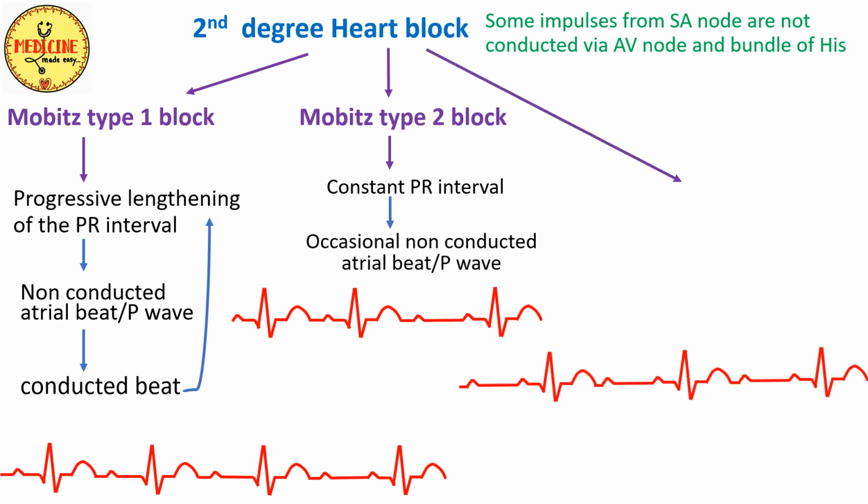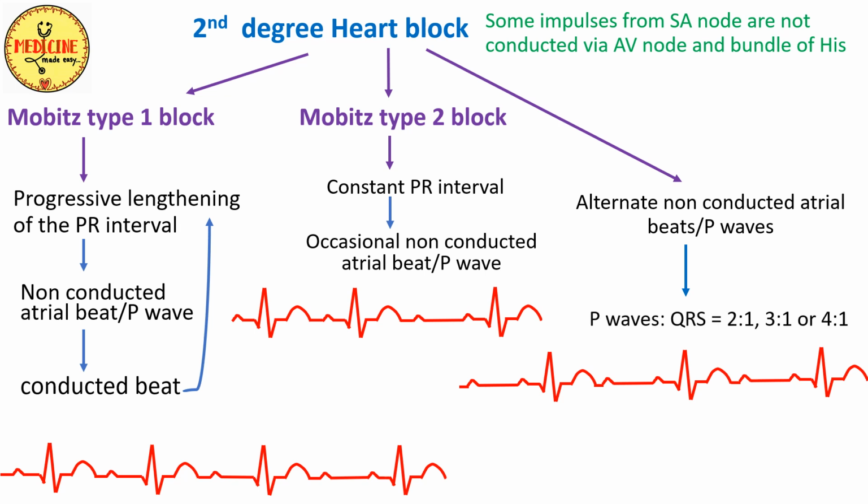In the third subtype, there will be alternate non-conducted atrial beats or P waves, or one conducted atrial beat and then two or three non-conducted atrial beats. This will give rise to twice or thrice or four times as many P waves as QRS complexes, and based on the number of P waves per QRS complex, it will be called a 2:1, 3:1 or 4:1 block.